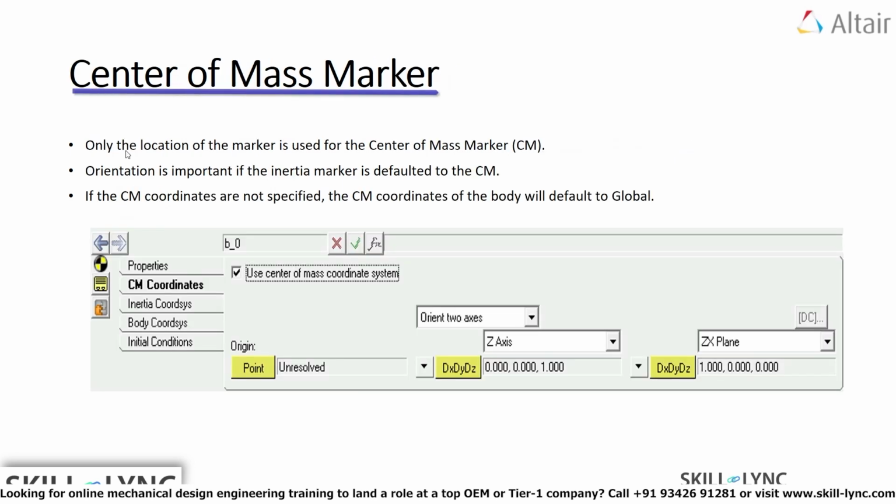Center of mass marker. Only the location of the marker is used for the center of mass. Orientation is important if the inertia marker is defaulted to the center of mass. So here the location is of utmost importance. If you put a check mark in this dialog box, then the location of the marker becomes very important, but the orientation also becomes important if the inertia coordinate system is defaulted to the center of mass coordinate system. If the center of mass coordinates are not specified, then the center of mass coordinates of the body will default to the global coordinate system.